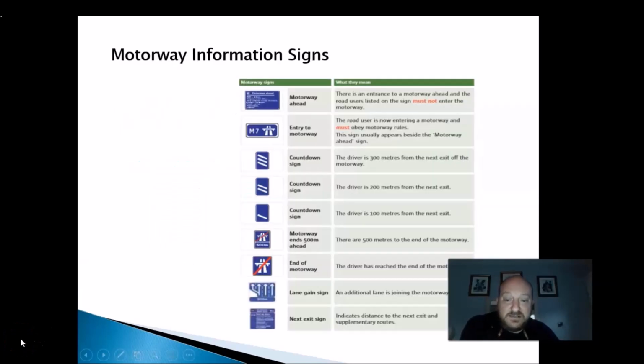Motorway informational signs are all there. Motorway ahead, entry to a motorway, countdown signs to the exit. So this is 300 meters, 200 meters, and 100 meters. This is the end of the motorway. It's a motorway with a red line through it in 500 meters. And this is the end of the motorway. Lane gain signs and next exit signs.